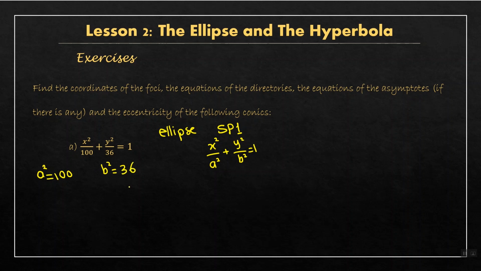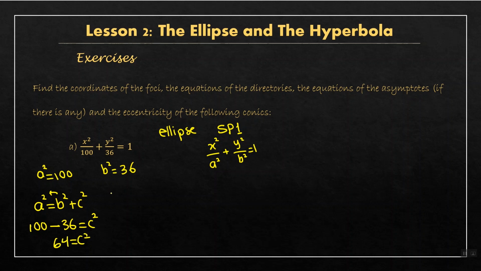What do we still need to find? We still need to find c, right? How do we find c? From the Pythagorean relation. And because it's an ellipse, a is the biggest one. So a squared equals b squared plus c squared. Let's move b squared here and substitute. So we get 100 minus 36 equals c squared. This is 64. So c squared is equal to 64.